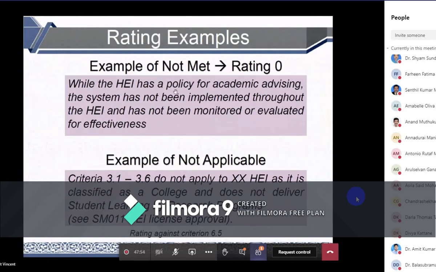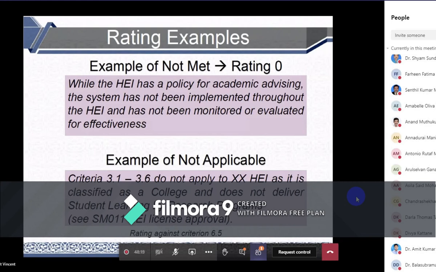Then, an example of not met. So we have a policy. Okay, maybe we have the policy, but what happens after the policy? There is no mechanism, there are no processes, and nobody is monitoring, or there is no evaluation, no results. Then the rating goes to 0. Some of the criteria are not applicable, like criteria 3.1 to 3.6.